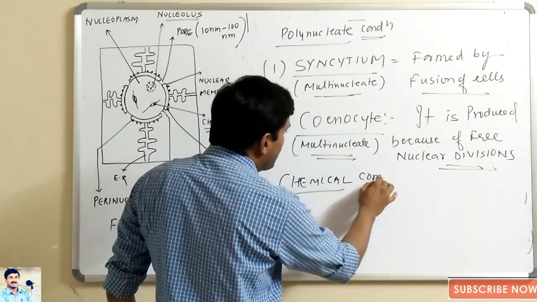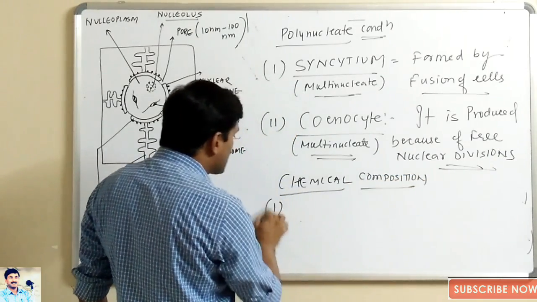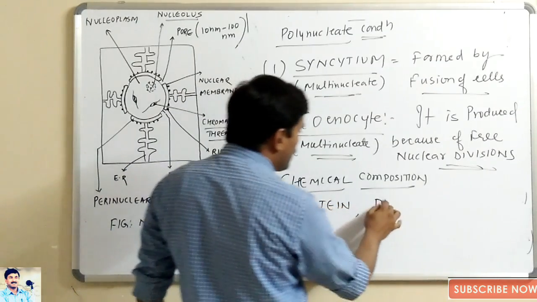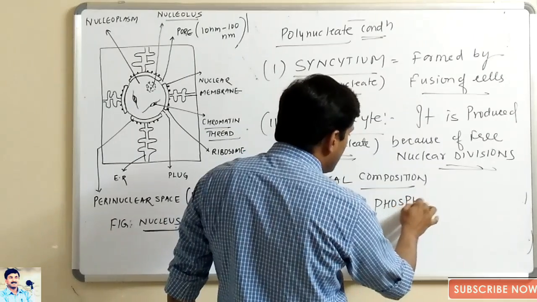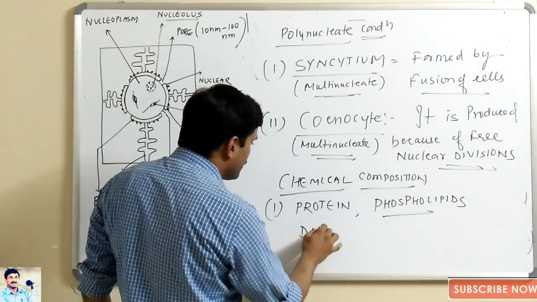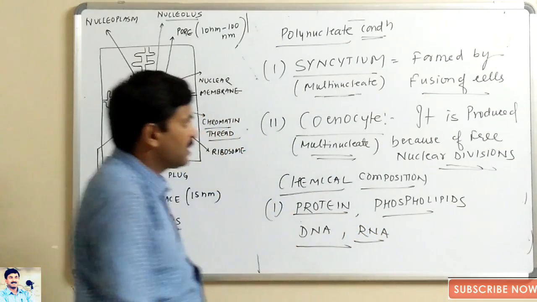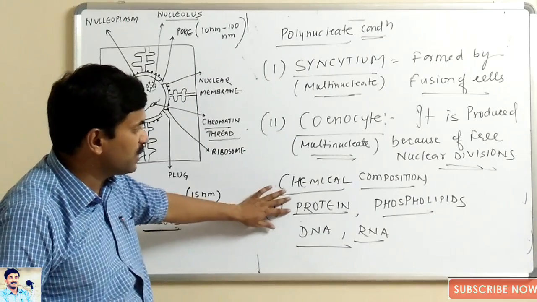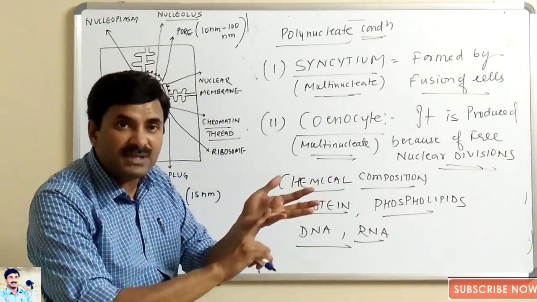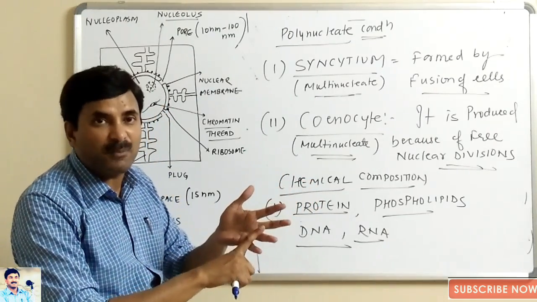What is the chemical composition of the nucleus? Nucleus is composed of basically protein. It is also composed of phospholipids, DNA and also RNA. What is the chemical composition of the nucleus? It consists of proteins, phospholipids, DNA and RNA. So just now we have discussed the size, shape, number and chemical composition.